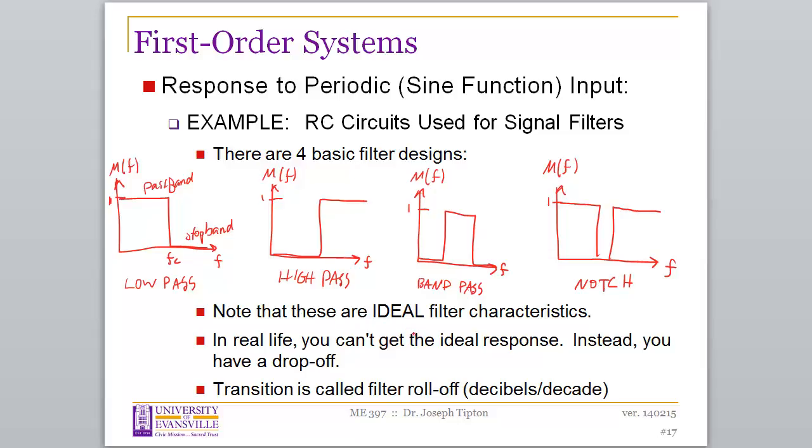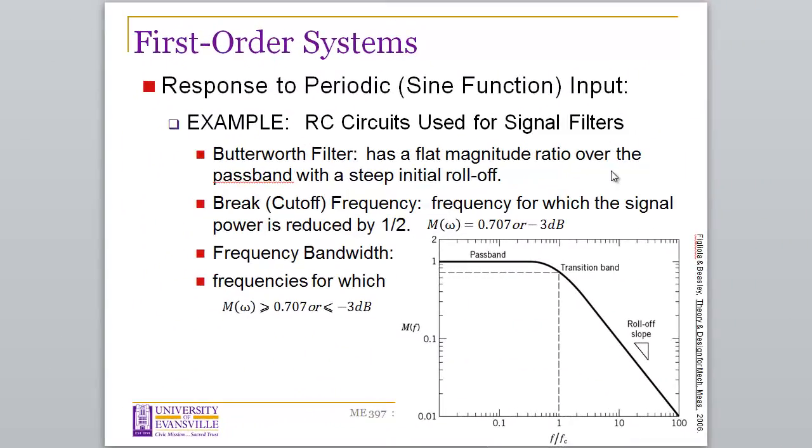Note that these are ideal filter characteristics. In real life, you don't get the ideal response, an immediate change at a certain frequency. Instead, you have a drop-off. And you saw in your circuits class that this transition is called the filter roll-off, and it's given in units of decibels per decade. Here's a graph of a low-pass filter. The most common type is a Butterworth filter, which has a flat magnitude ratio over the pass band and then a steep initial roll-off slope.